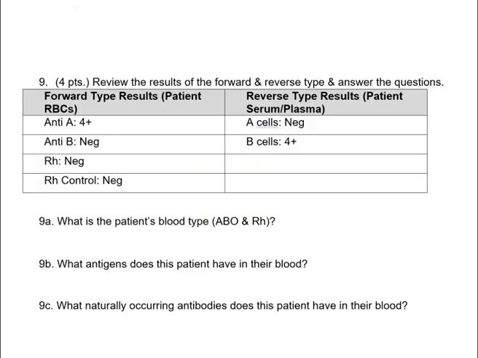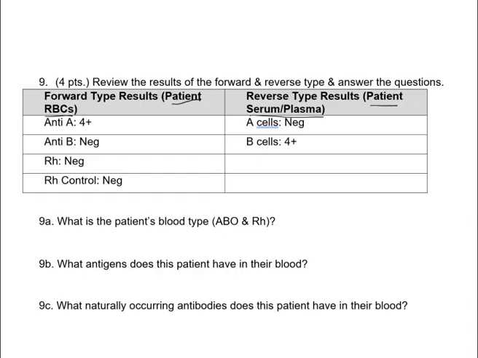Number 9 says, review the results of the forward and reverse type and answer the questions. In the chart, it gives you results for forward type on the left-hand side. And again, our patient sample is patient red blood cells. On the right-hand side, it's the reverse, and we're going to be using the patient's serum or plasma. So they're using the reagents anti-A and anti-B, and then our Rh and our Rh control for the forward.